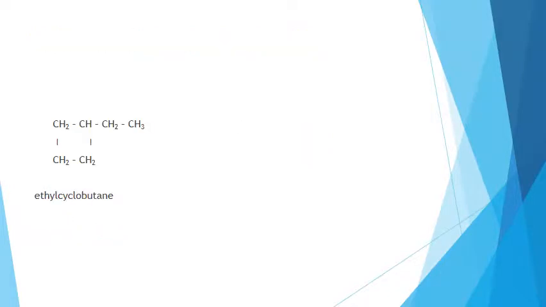Okay, how about this guy here? Another way you could draw this is a square, and then like that. So this is a cyclobutane with an ethyl coming off it, so it's ethylcyclobutane.